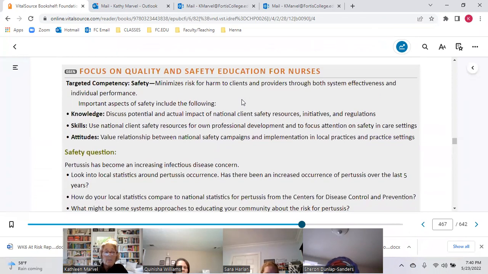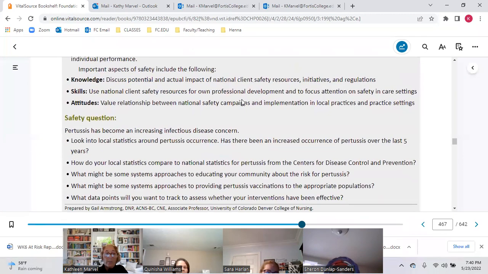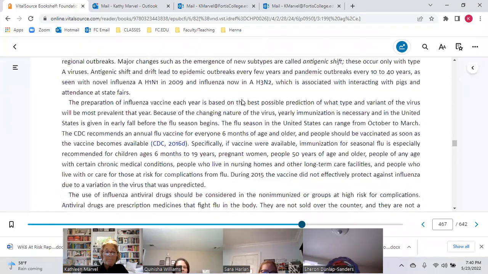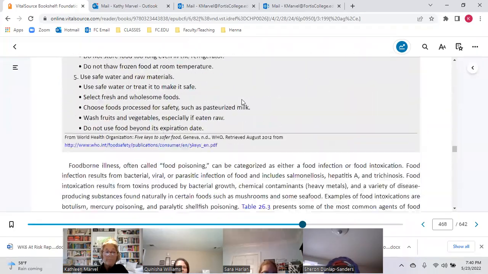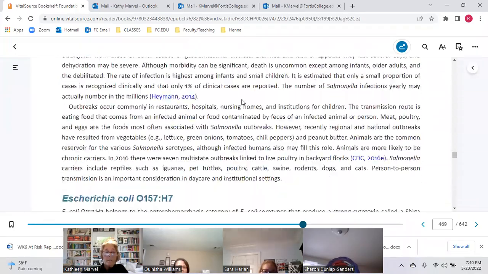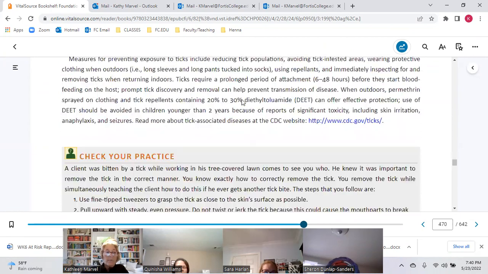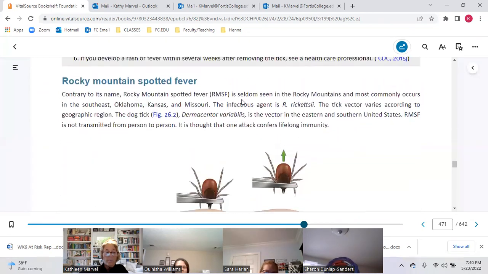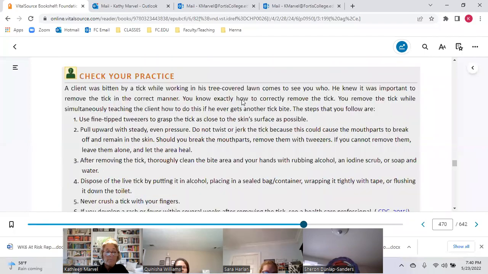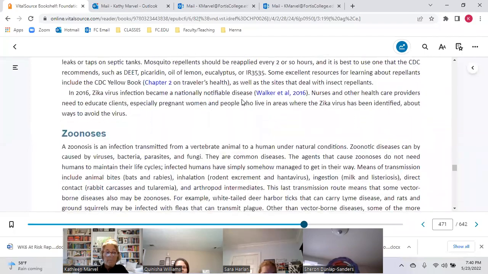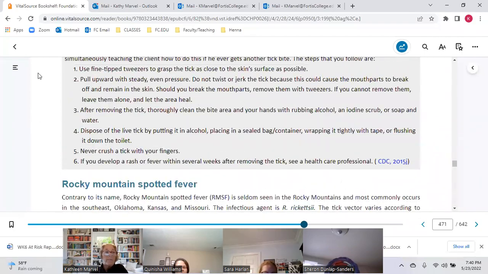Okay, your QSEN, your quality and safety education competency for this chapter is safety. And the safety, it talks about vaccines, in particular pertussis. So that's it for that chapter. We don't need to go through the rest of that.